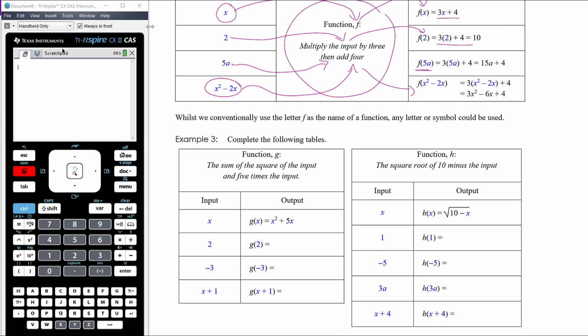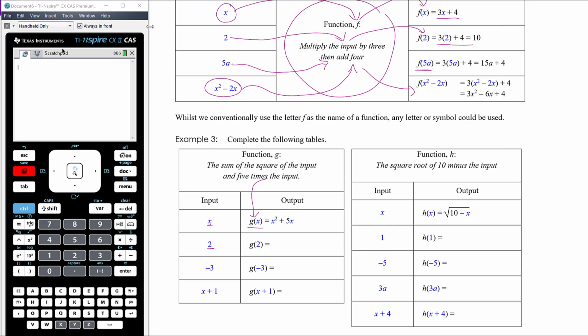So let's complete the following tables then. If we've got a function g, now g is the rule: the sum of the square of the input and 5 times the input. So if my input value is x, then applying this rule g to x, g of x, means taking that input, which is x, squaring it, and adding that together with 5 times that input. So x squared plus 5x is the result of applying function g to the input value x.